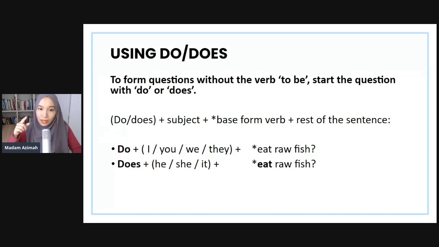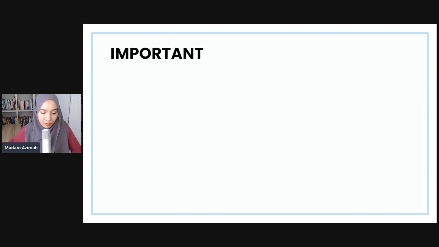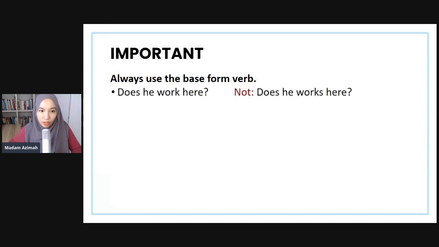All right, now pay attention to the asterisk there, the star there, eat there. We use the base form of the verb. Do you guys see the pattern there? So when we talk about do and does, we use the base form of the verb. So let me emphasize: always use the base form of the verb.